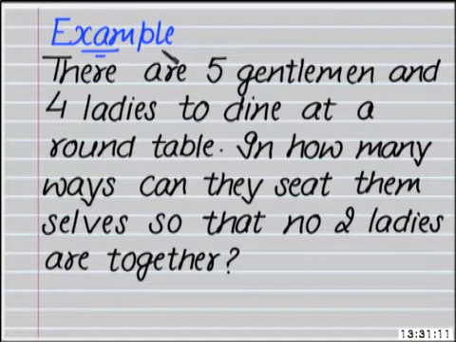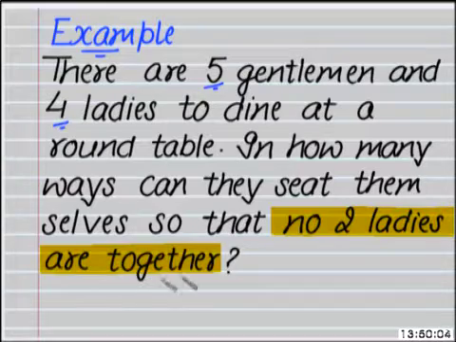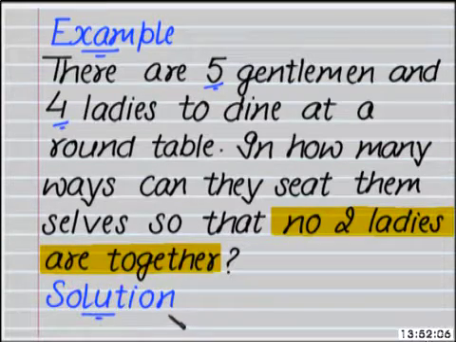Now let's see another example. There are 5 gentlemen and 4 ladies to dine at a round table. In how many ways can they sit themselves so that no two ladies are together? Now its solution.